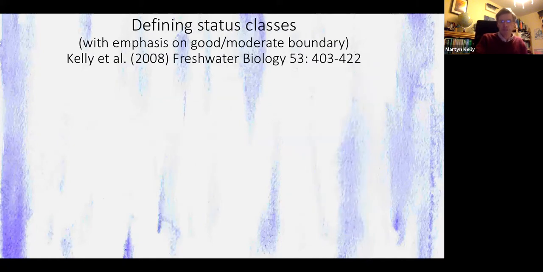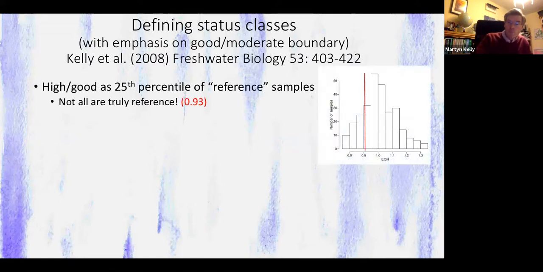So here, just as an example, is how we're setting boundaries for the original UK phytobenthos method. We set our high-good boundary as the 25th percentile of reference samples.